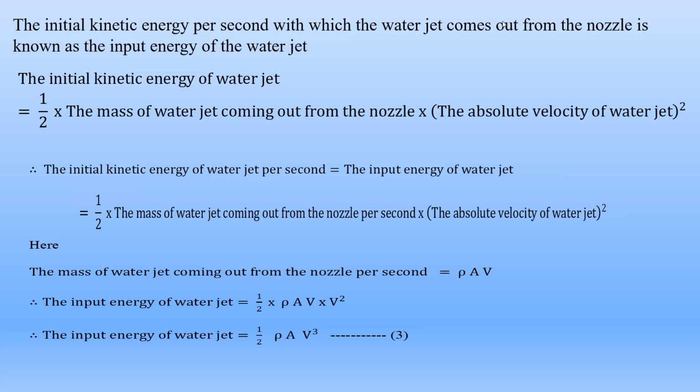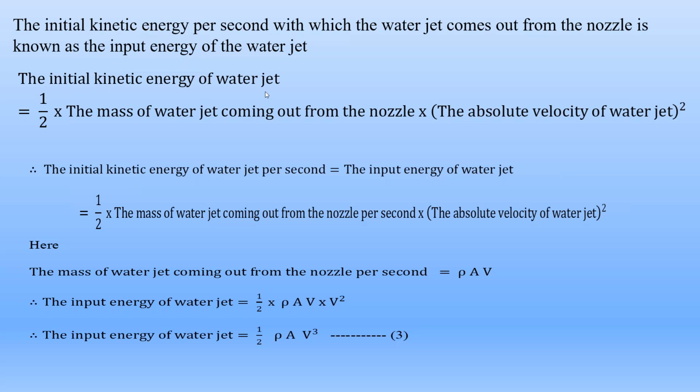So please everyone read that input energy of the water jet carefully. The initial kinetic energy of the water jet per second coming out from the nozzle is called the input energy of the water jet. Now calculate the initial kinetic energy of the water jet.